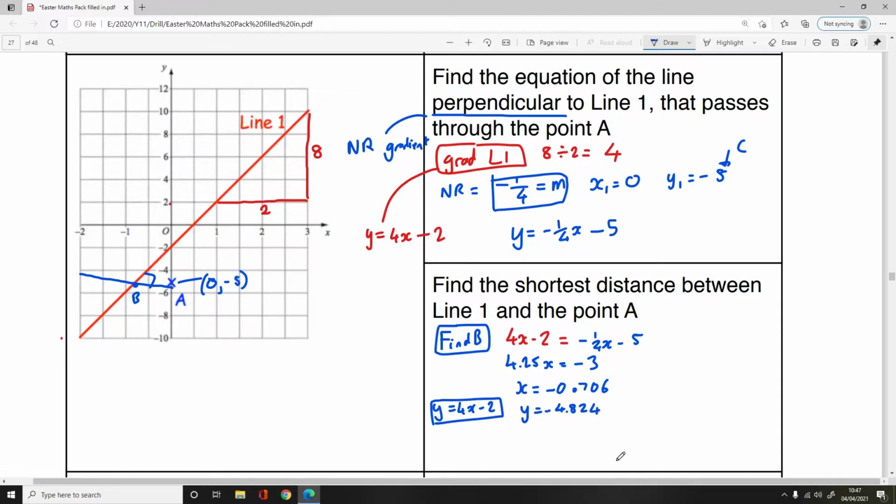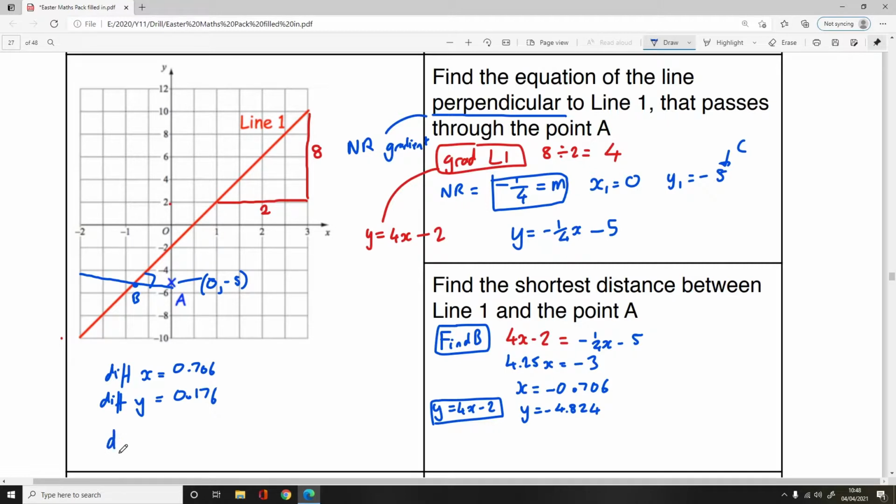Okay, so what do we do with this? Well, we want to find the distance from A to B, because the shortest distance is always at a right angle. And that means we want to find the difference in x and the difference in y between A and B. So the difference in x is equal to, well, just 0.706 because it goes across that far. And the difference in y is going to be minus 5, take away this thing, which is going to be 0.176.